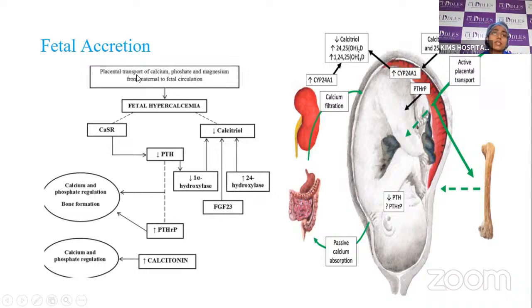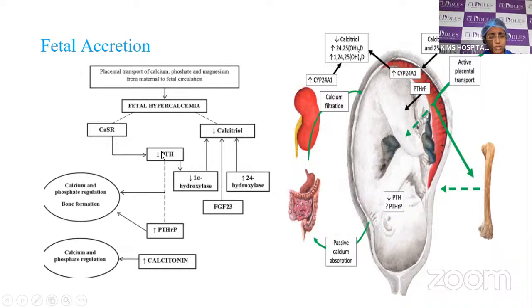The placenta transports calcium, phosphate, and magnesium from the maternal to the fetal circulation. So there will be hypercalcemia in the fetus. This hypercalcemia in the baby stimulates the calcium sensing receptors, and this causes inactivation of parathyroid hormone, that is, a reduction in parathyroid hormone levels.